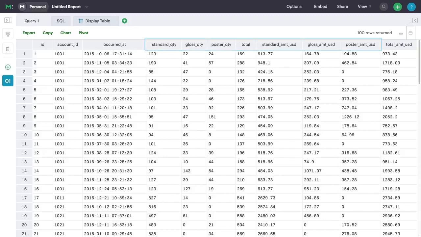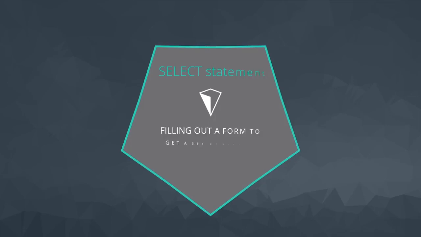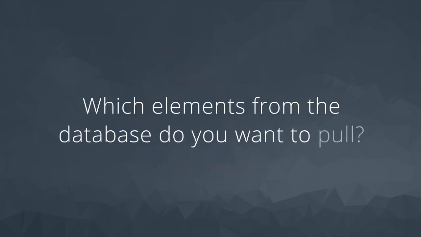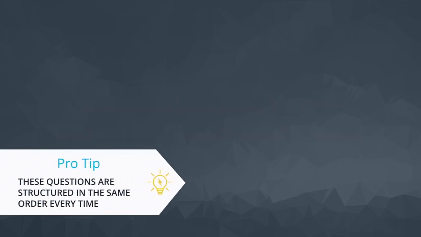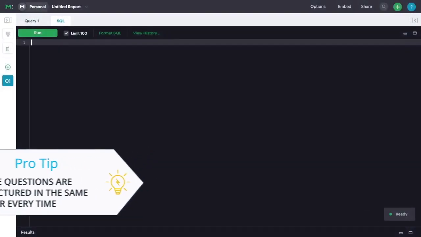In order to generate the list of all orders, we'll write a select statement. Think of a select statement as filling out a form to get the results you're trying to get. The form has a set of questions like, what data do you want to pull from, and which elements of that data set do you want to pull? These questions are structured in the same order every time. Some of them are mandatory and others are optional.